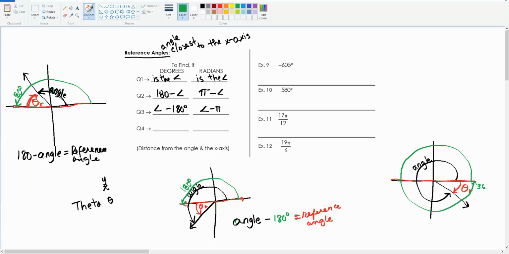would be 360, right? So if you take the 360 and you take away the angle, what do you have left over? The reference angle. So it would be 360 minus the angle. It's going to give you the reference angle.